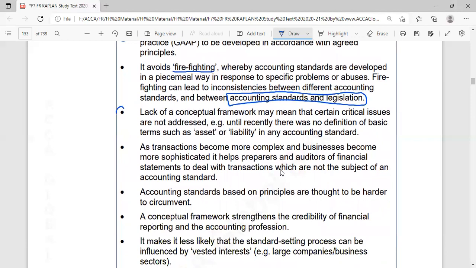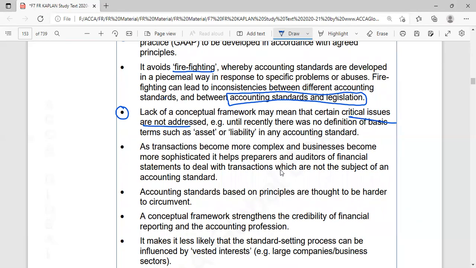Next, the lack of a conceptual framework may mean that certain critical issues are not addressed. Here, critical issues are, for example, coming to the financial statements, what are the elements of the financial statements?